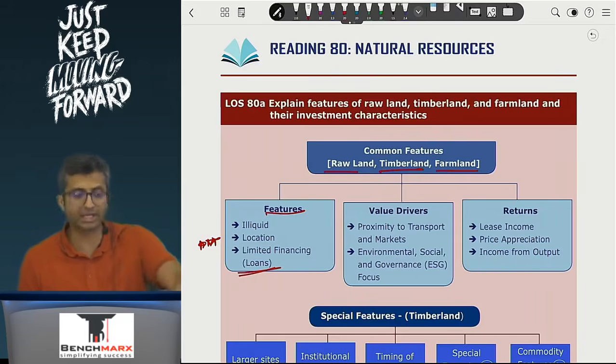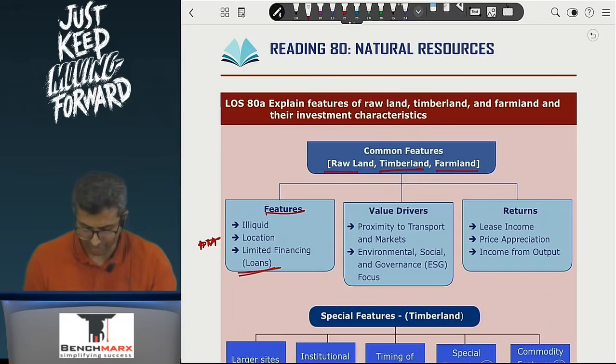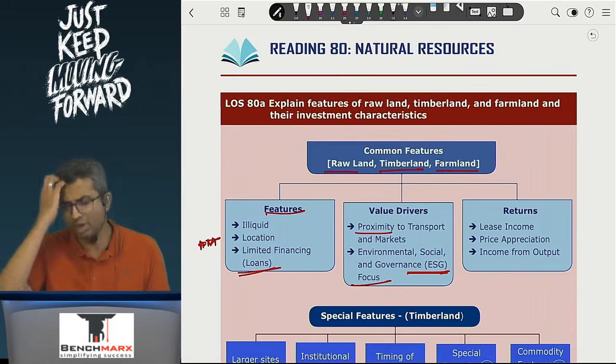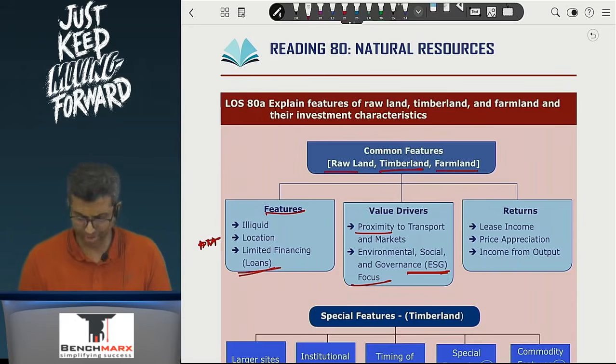Like for housing finance you will get it, but for buying a timberland or raw land, you might not really get as much financing opportunity. Value drivers are proximity to transportation and markets, and because at least timberland and farmland have trees, maybe they can help in ESG, environment, social and governance. On the environment side, this can really help you in your ESG investing.